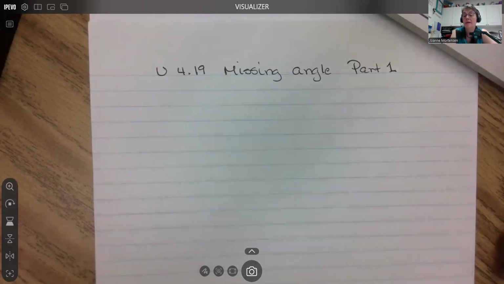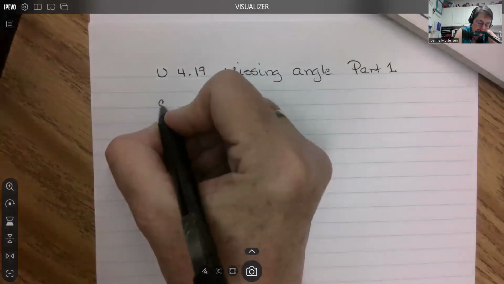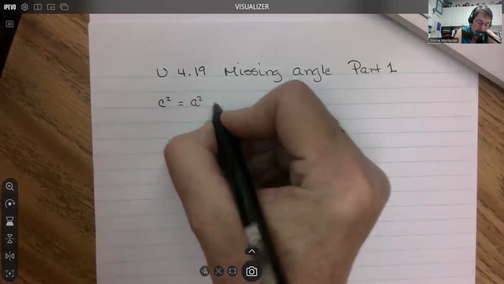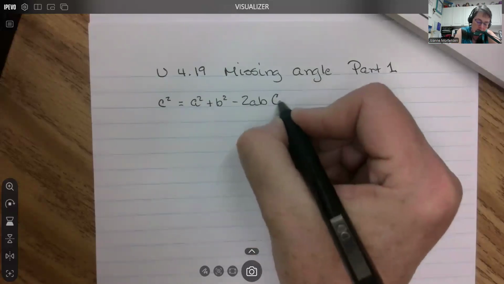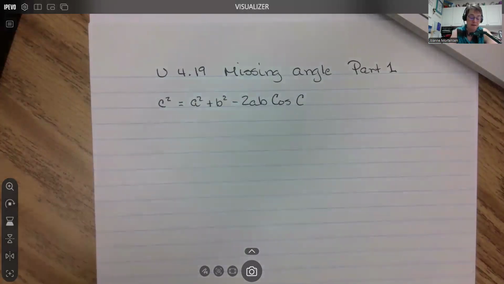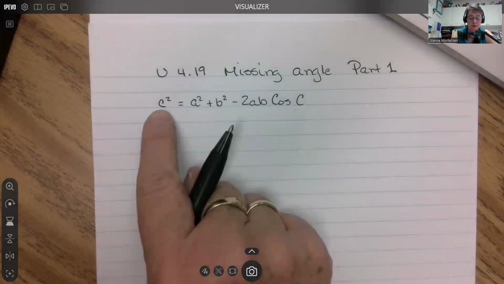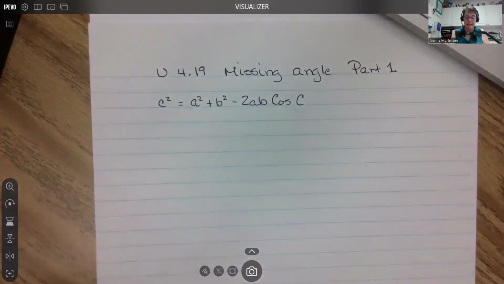So what I want to do is introduce the new cosine law that we're going to use to find an angle. I used to use the one that we've been using all along, right? You're used to c squared is equal to a squared plus b squared minus 2ab cos c. And that is spectacular for finding a side because it's right there. Plug all the numbers in, do the magic, take the square root at the end, and bam, you're done.